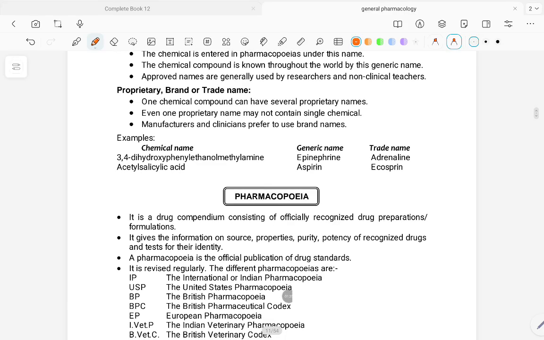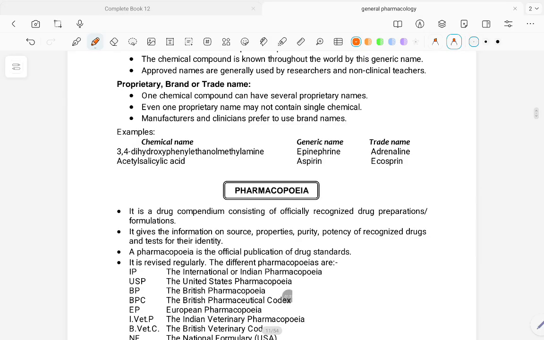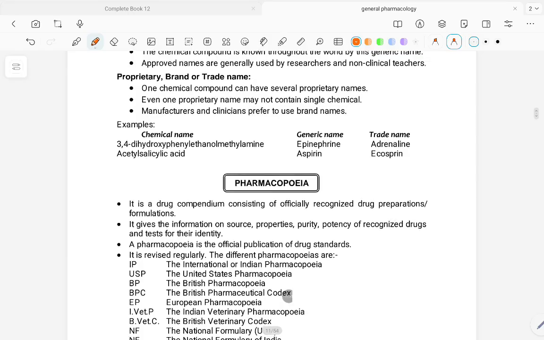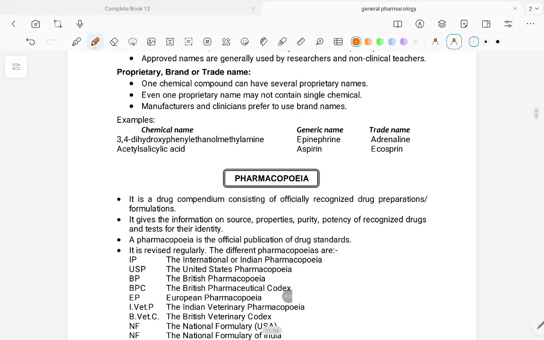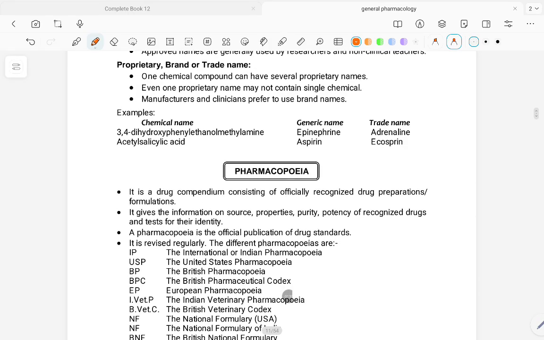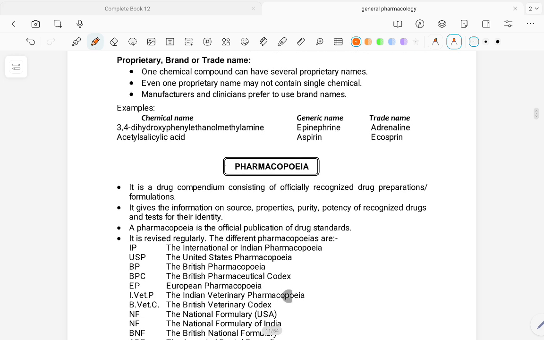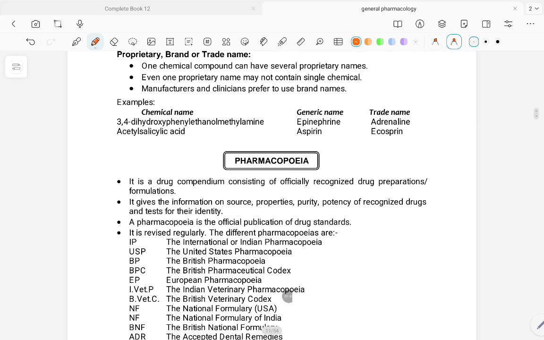Proprietary, brand or trade name. One chemical compound can have several proprietary names. Even one proprietary name may not contain a single chemical. Manufacturers and clinicians prefer to use the brand name.